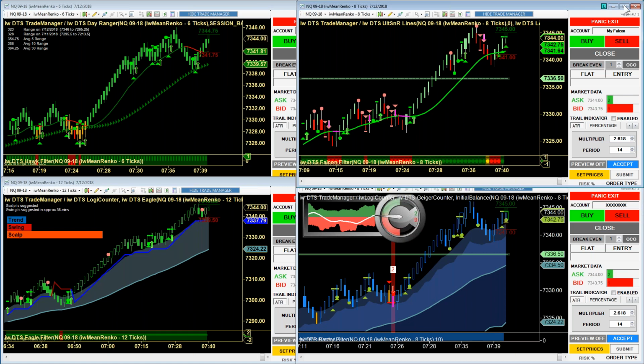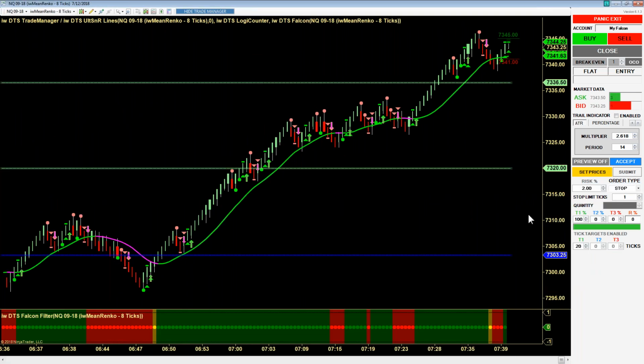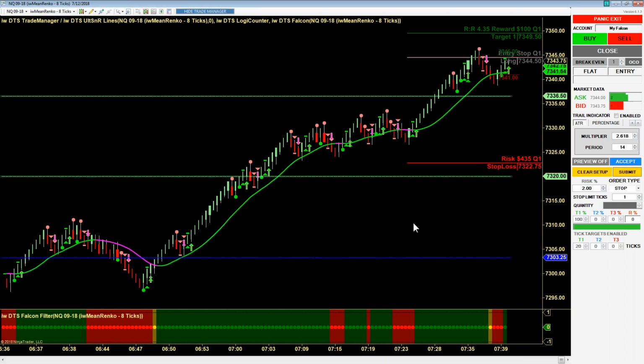All right, and here now this late filter entry signal is printing. It's completed. You can see the filter back in sync. Trend line hasn't changed color. So you should go two swings back. There's swing one, there's swing two.